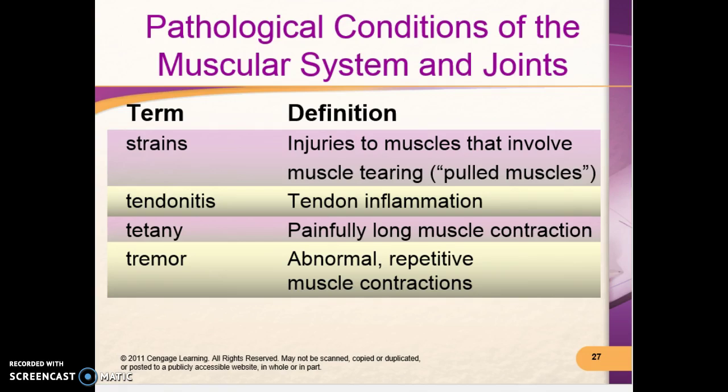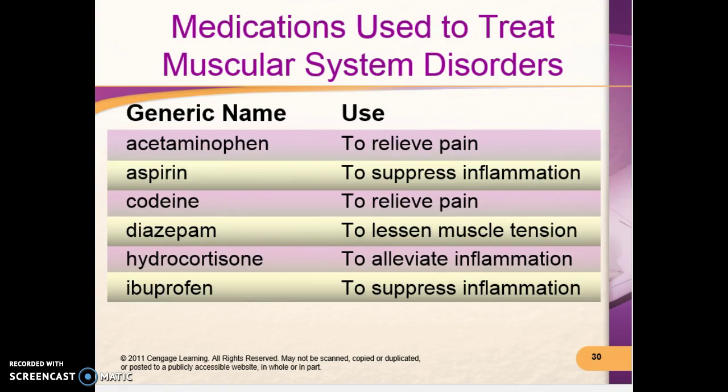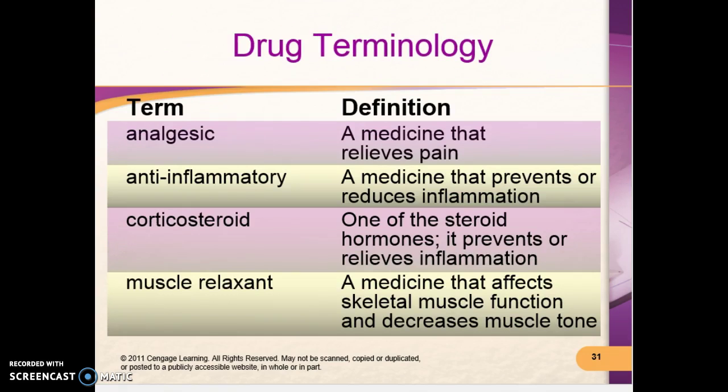Also, keep in mind that you're going to be looking at those medications used to treat some of those different disorders. And again, you're going to see some of the same things. You're going to see acetaminophen, aspirin, those pain relievers, ibuprofen. But then you're going to see some other things. Diazepam is used for muscle tension. And then again, categories. You're going to see the names of the drugs. You're going to see categories of drugs, all of those things in these 2 chapters.